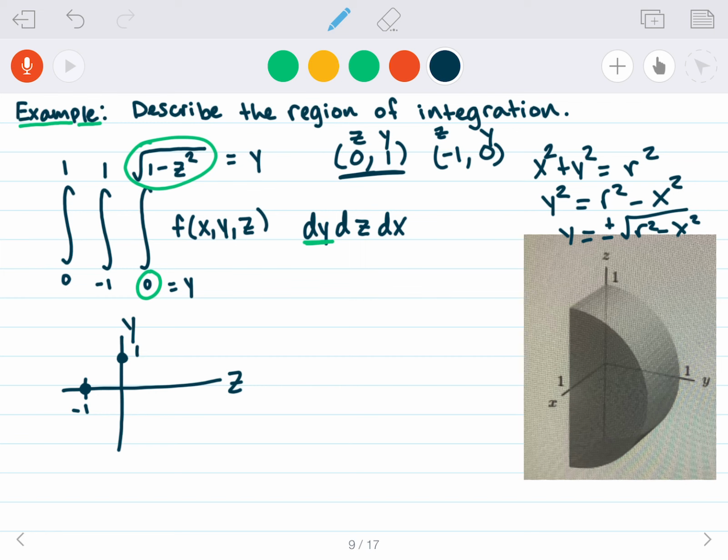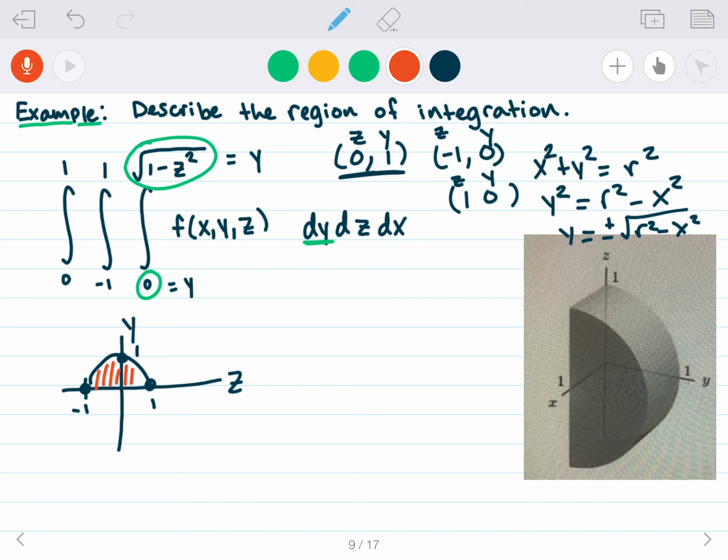Okay, so that's one other key point. And then the third one, we can plug in z is 1. And so what would y be if z were 1? Well, it'd be 1 minus 1 squared, which is 0. So that's also going to be 0 as well. So here's the half circle that you can see. And so we should see this picture.